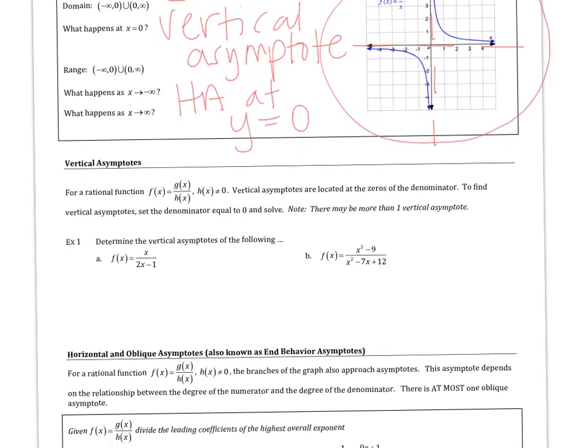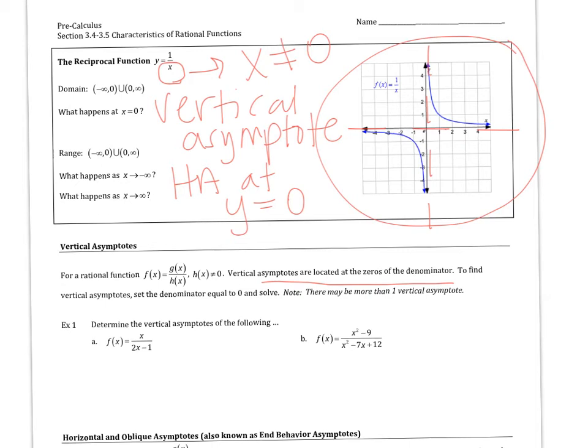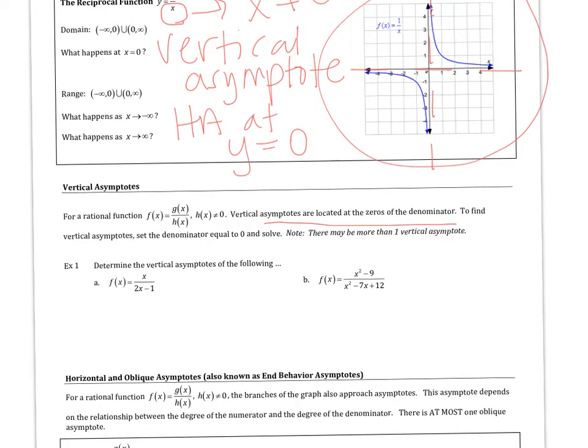Okay, so the first thing that we look at for a rational function f of x equals g of x over h of x, with the denominator h of x not being equal to 0, is the vertical asymptotes. It says here, vertical asymptotes are located at the zeros of the denominator. So just like the one we looked at above, where we just had x in our denominator, so x cannot be 0, anything in our denominator we set equal to 0 to figure out where our vertical asymptotes are going to be. So to find vertical asymptotes, set the denominator equal to 0 and solve. And there can be more than one, so there can be many vertical asymptotes.